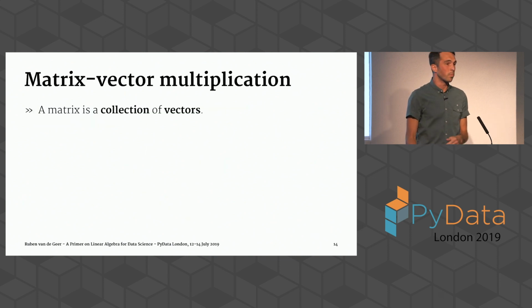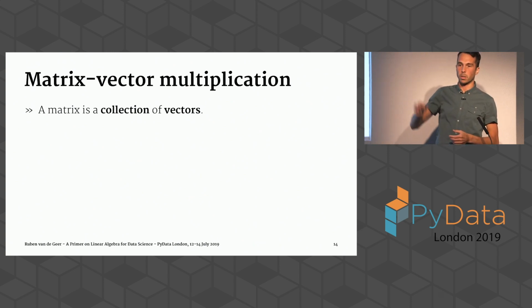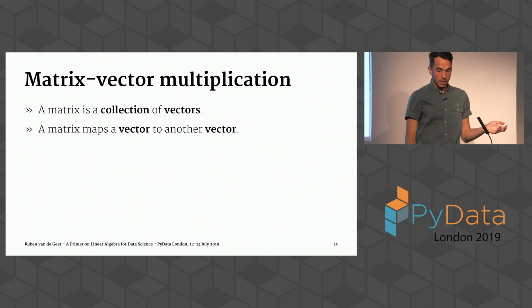So what is then a matrix? A matrix is no more than a collection of vectors. And when I talk about a vector, I mean a column vector, the vertical one. A matrix is also a function that maps a vector to another vector. It takes as input a vector and gives as output a vector as well. We will see an example of that in a minute.